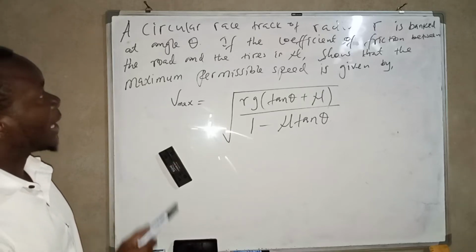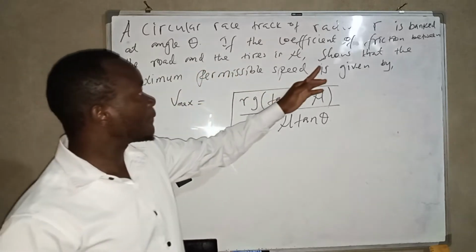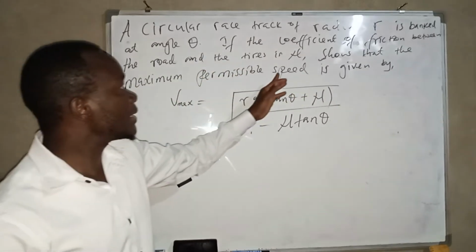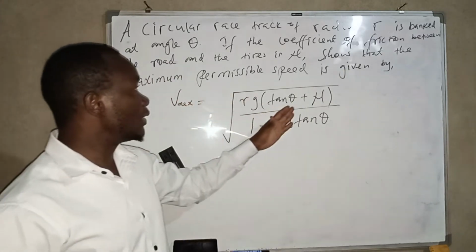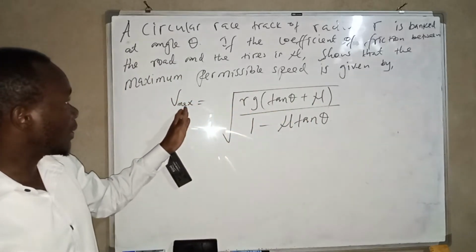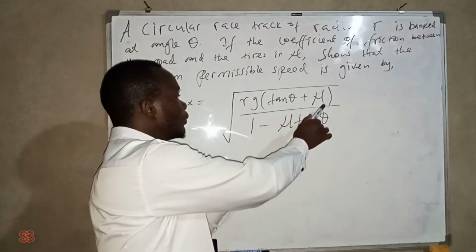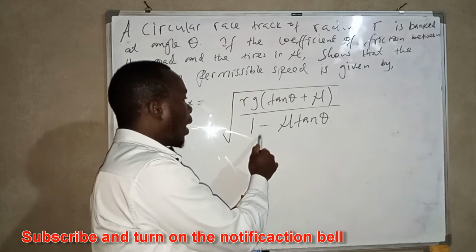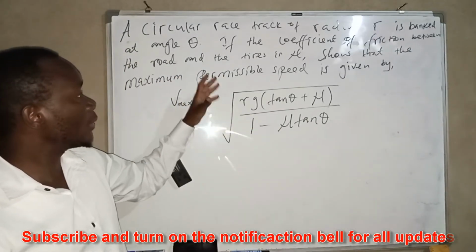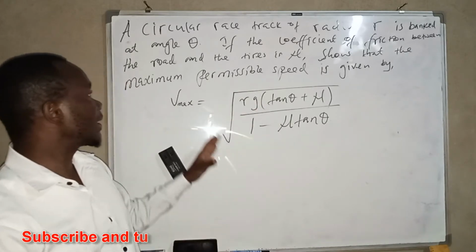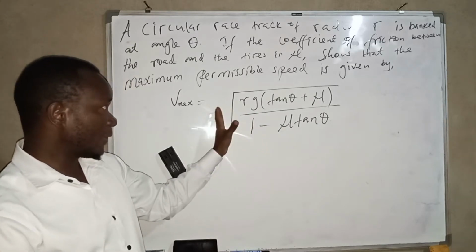A circular racetrack of radius r is banked at angle theta. If the coefficient of friction between the road and the tires is mu, show that the maximum permissible speed is given by this one: Vmax is equal to the square root of Rg brackets tan theta plus mu, everything over 1 minus mu tan theta. So this is the question that we're going to do. We are going to prove that the maximum permissible speed is given by this.